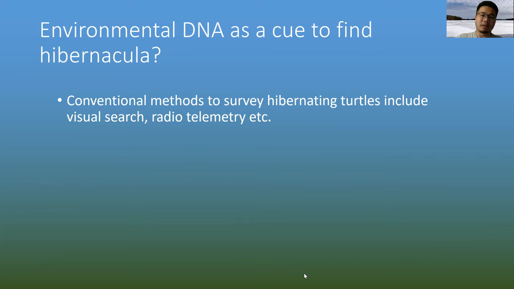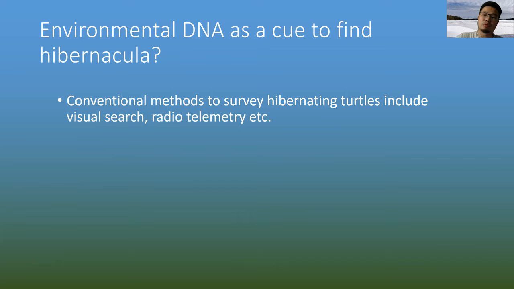Here I list two examples. First, we can have visual search, which is very straightforward. You hire a professional who can dive under the ice, which is pretty dangerous. I cannot do that myself. I know very few people can do that. So you drill a hole in the ice, then you dive into it, and if you're lucky enough, you can find turtles hibernating on the bottom of the lake. During hibernation, they don't really move much. So if you see them, they're going to be there for you to observe.